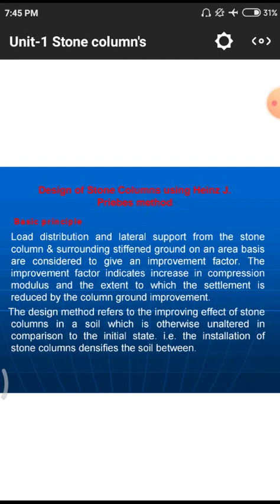While laying a particular column, we need to dig out some quantity of matter in the particular soil and replace it with another material having a high soil bearing capacity. Normally coarser soils or sands in association with stones are used, so that they improve the ground properties up to some extent. The design method refers to the ground effects of stone columns in a soil which is otherwise unaltered in comparison to the initial state. The installation of the stone columns densifies the soil between different strata.